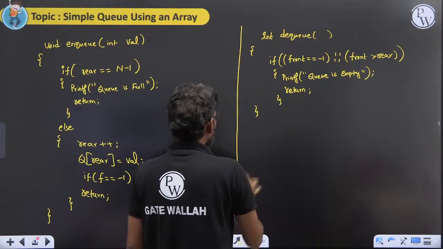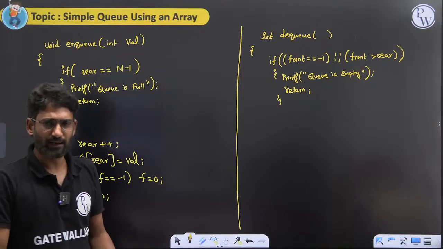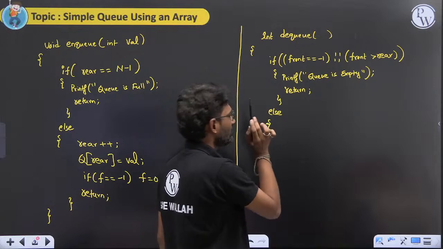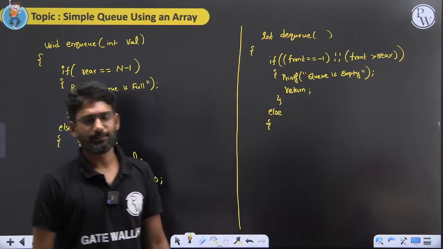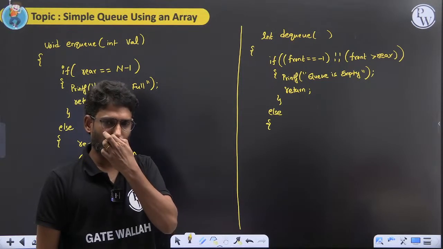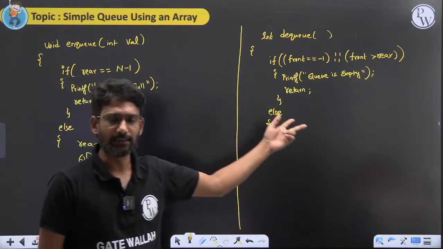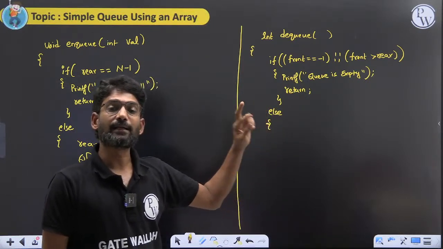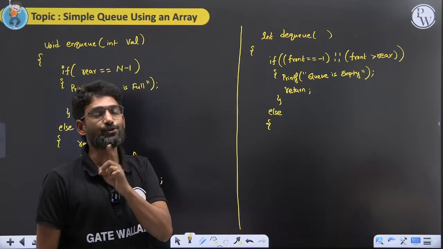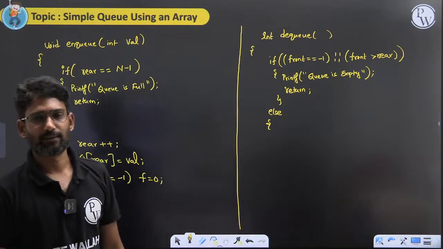Okay. If queue is not empty, there is something in the queue. Now I can delete. So else, queue is not empty. How do I delete? I have to return the value which is at front, and after I return, what do I have to do? Front should be incremented, isn't it?